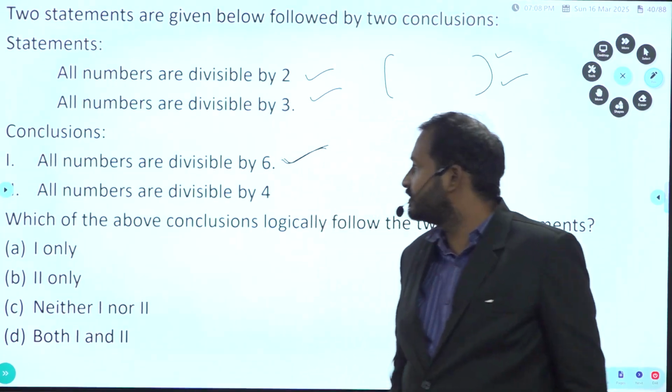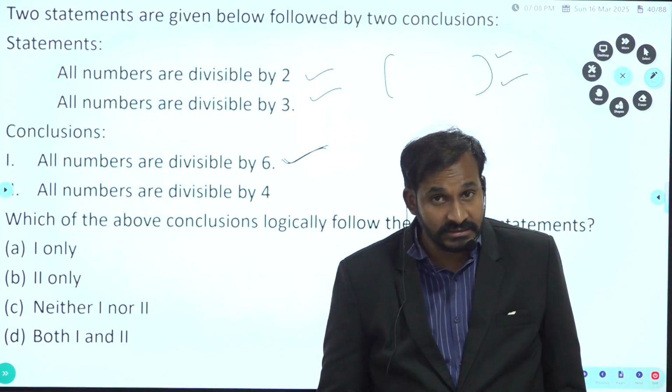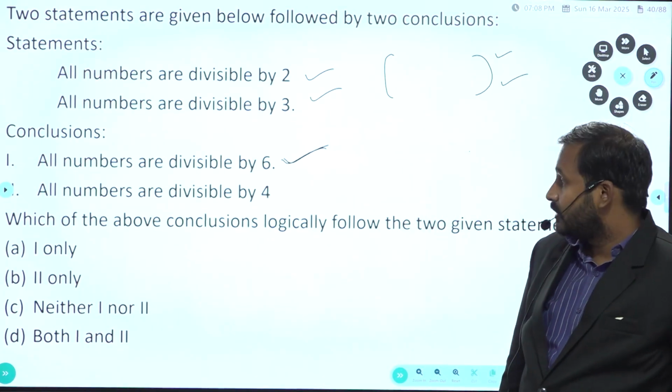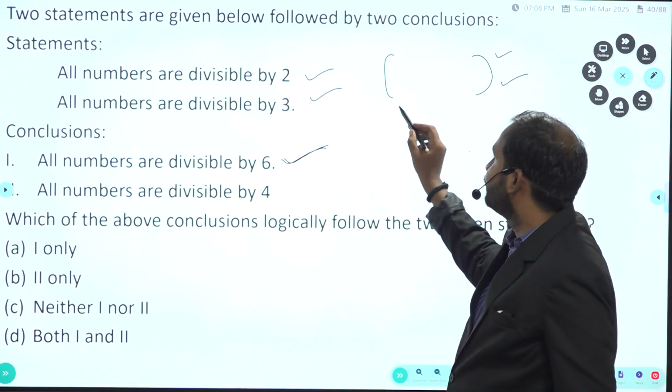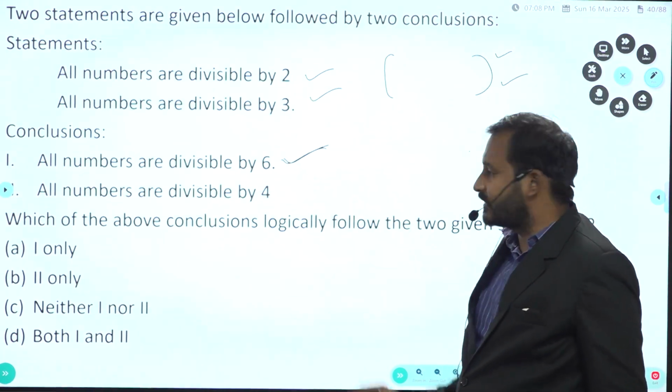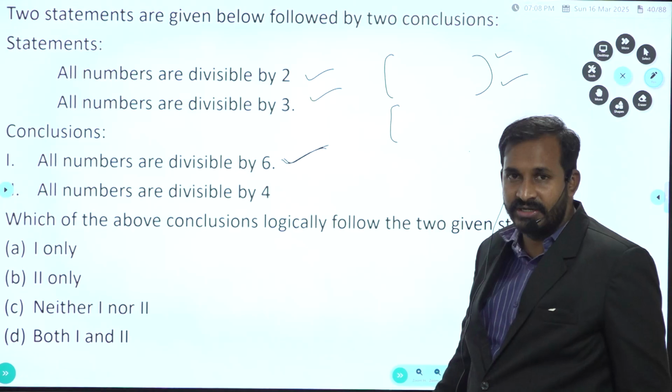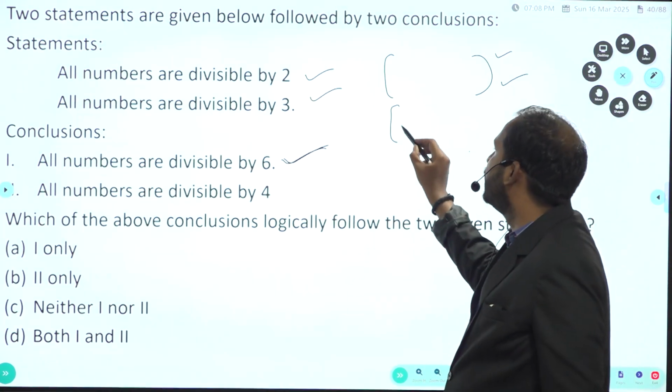Next, all numbers are divisible by 4. Is it correct? No. See here, for example, all the numbers divisible by 2 and 3 means, first of all tell me what is the set I need to take? Nothing but indirectly multiples of 6.